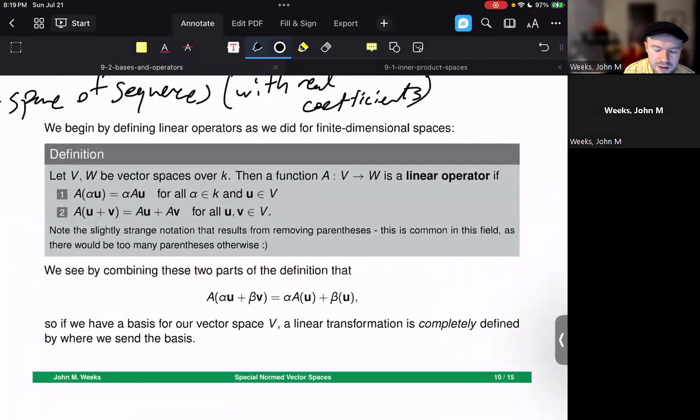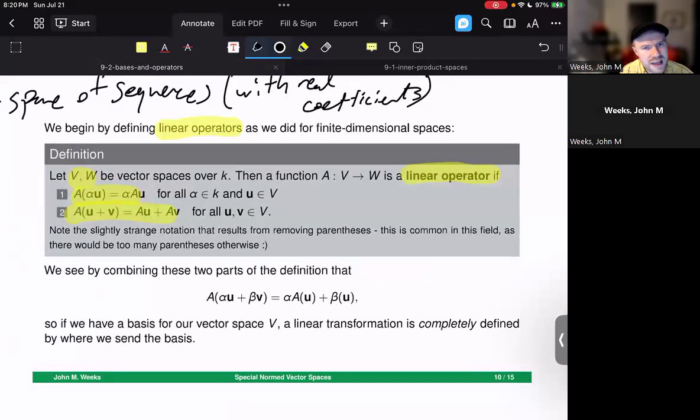And we can define linear operators on these infinite dimensional vector spaces in specific ways. For any two vector spaces V and W over a field, we define something to be a linear operator if it satisfies the same two conditions that we had before: scalars can go outside of the vector, and you can break up sums.